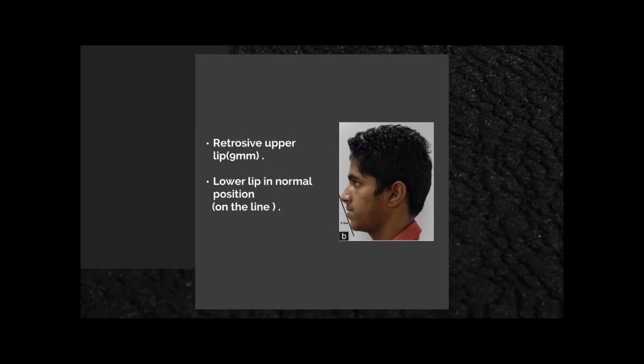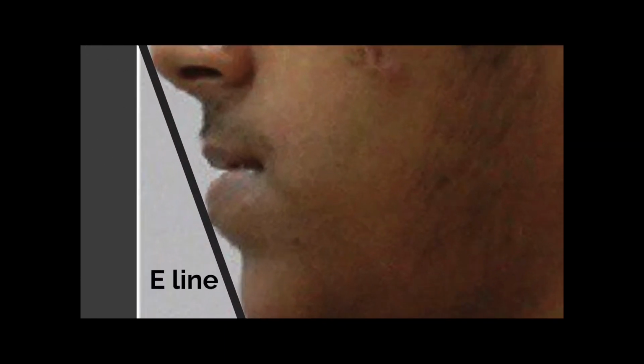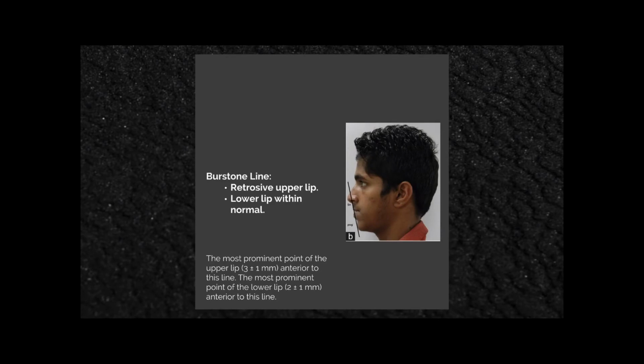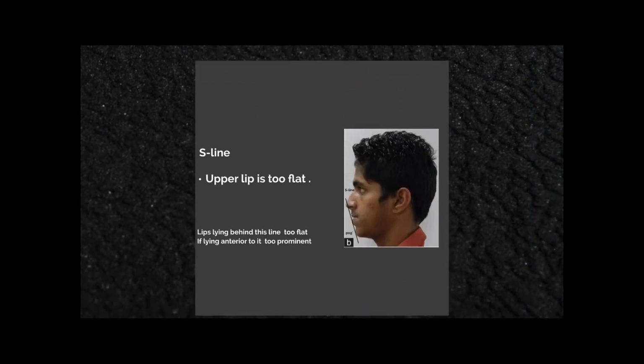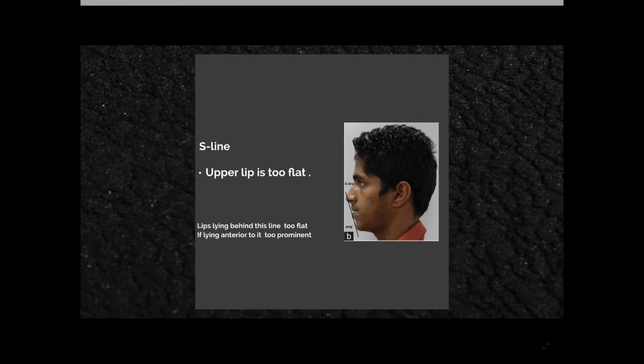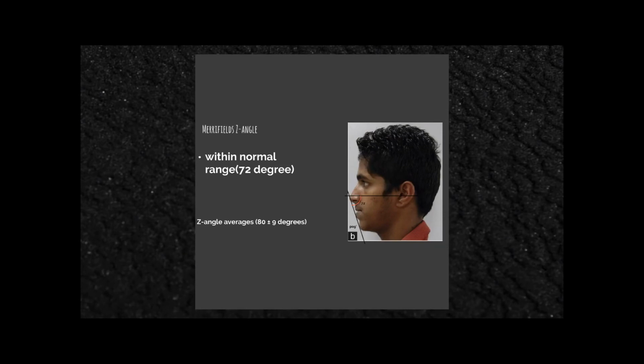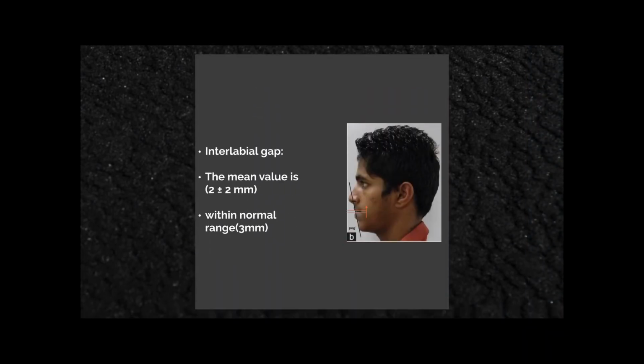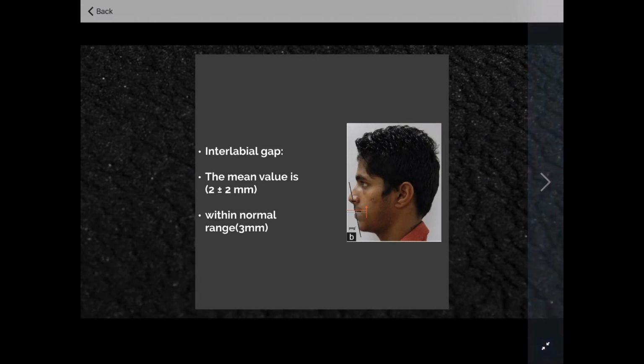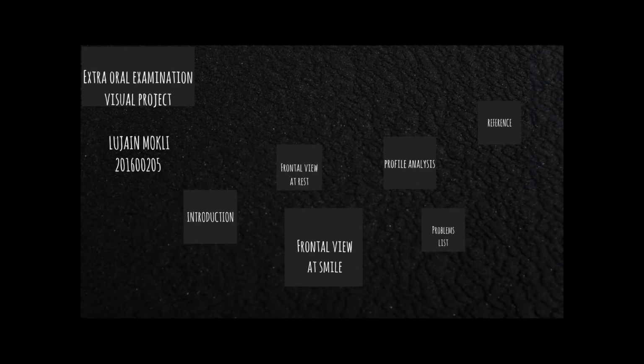The E line shows a retrusive upper lip, and the lower lip is in normal position, which is on the line. The Burstone line shows a retrusive upper lip and lower lip within normal. The S line shows the upper lip is too flat. The Merrifield Z angle is within normal, 72 degrees. Interlabial gap, the mean value is 2 plus or minus 2. It's within normal, 3 millimeters.